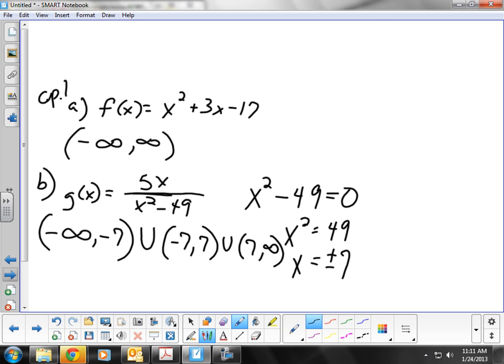Because it says I can use everything from a negative infinity up to -7. Then I have to skip over -7, and I can use everything between -7 and +7. Then I have to skip over 7, and I can use everything between 7 and a positive infinity. Okay?